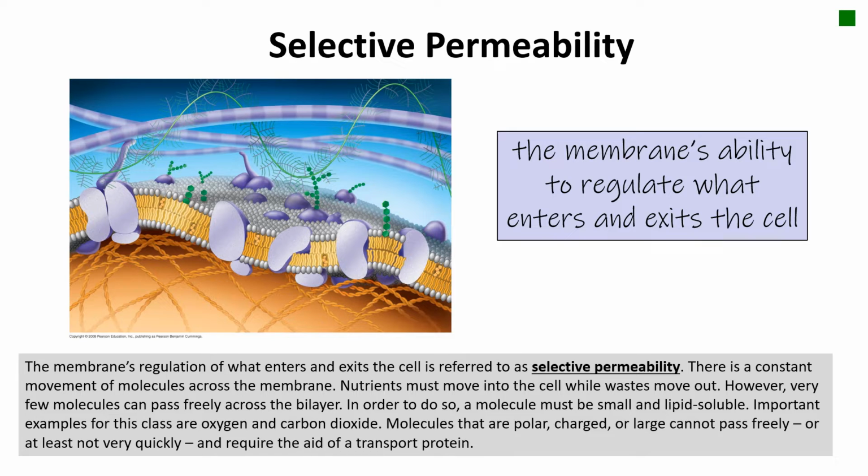However, very few molecules can pass freely across the bilayer. In order to do so, a molecule must be small and lipid soluble. Important examples for this class are oxygen and carbon dioxide. Molecules that are polar, charged, or large cannot pass freely, or at least not very quickly, and require the aid of a transport protein.